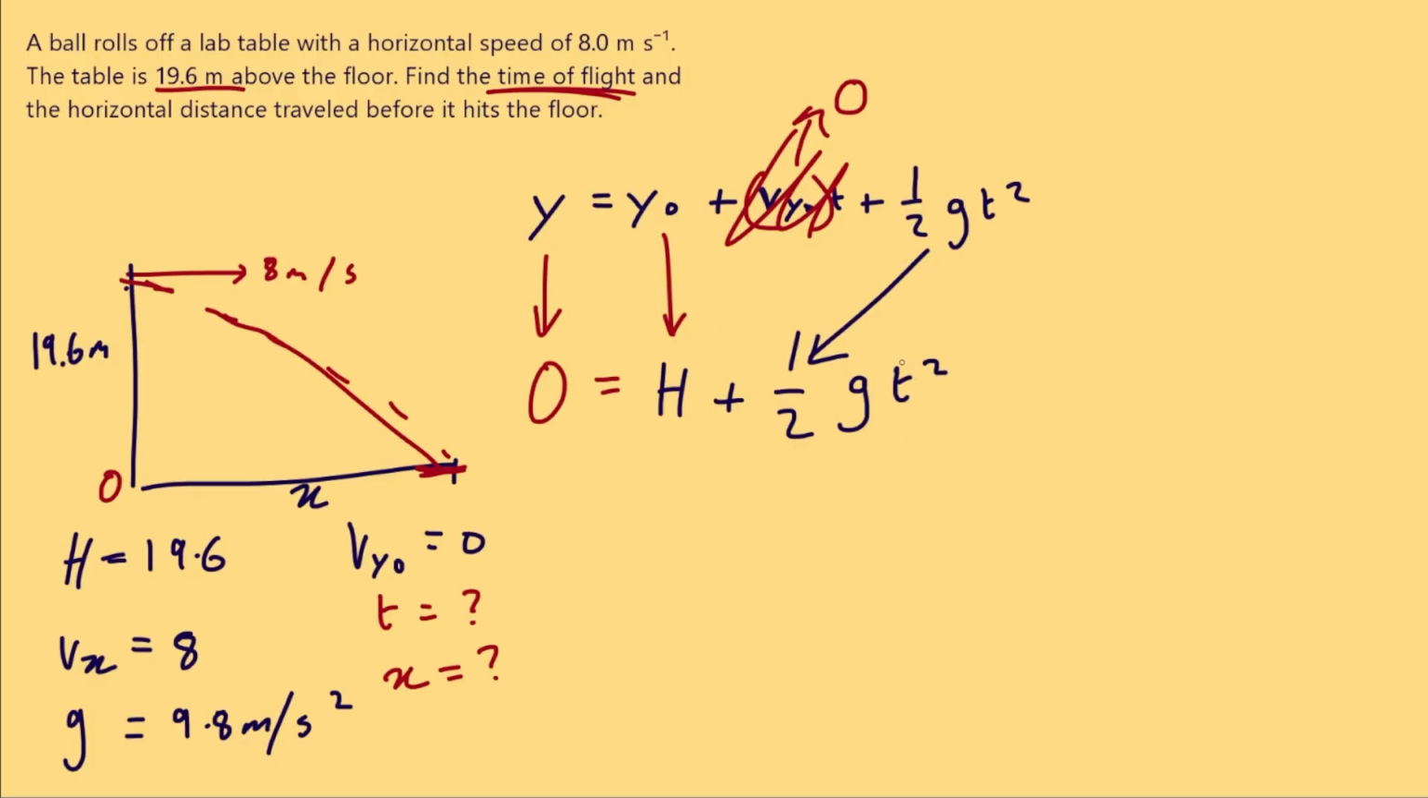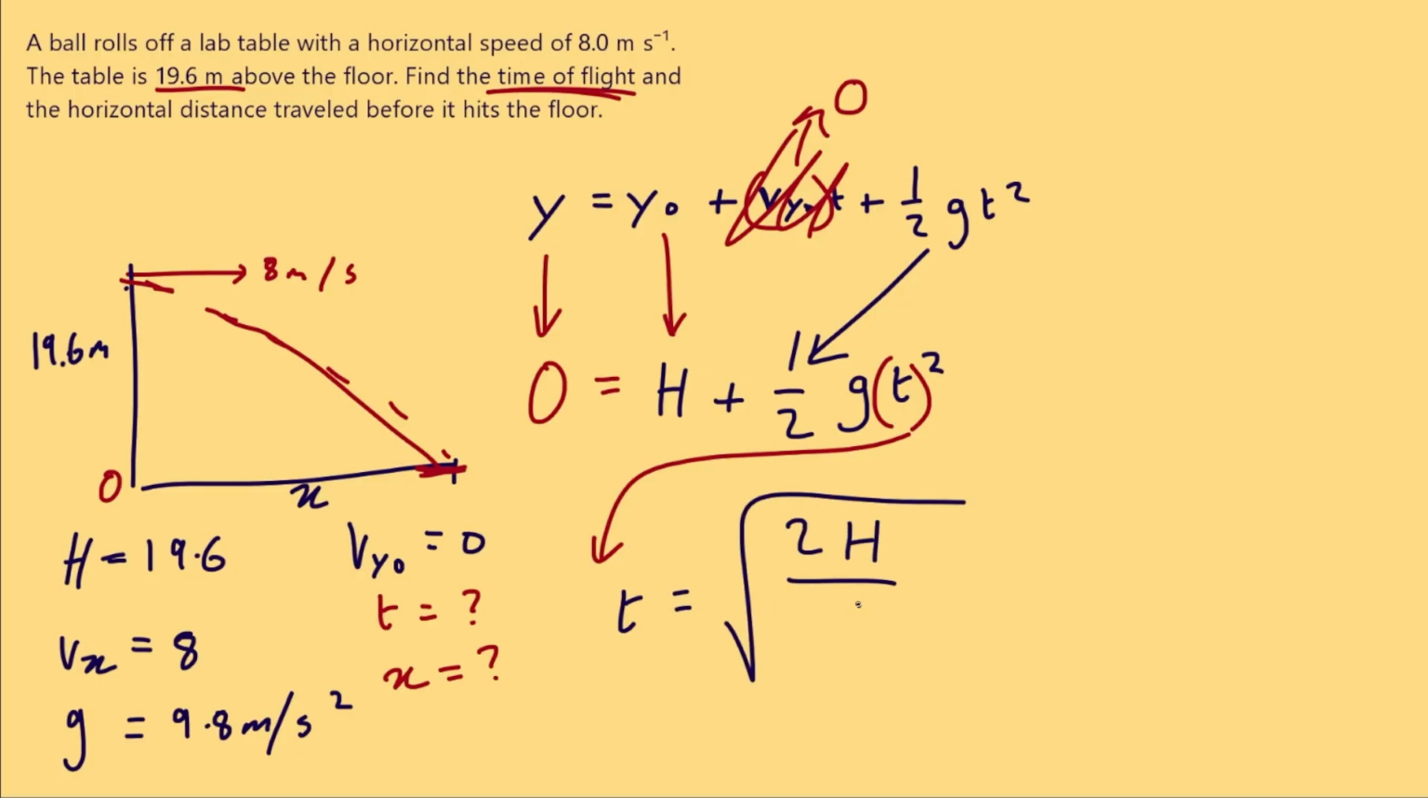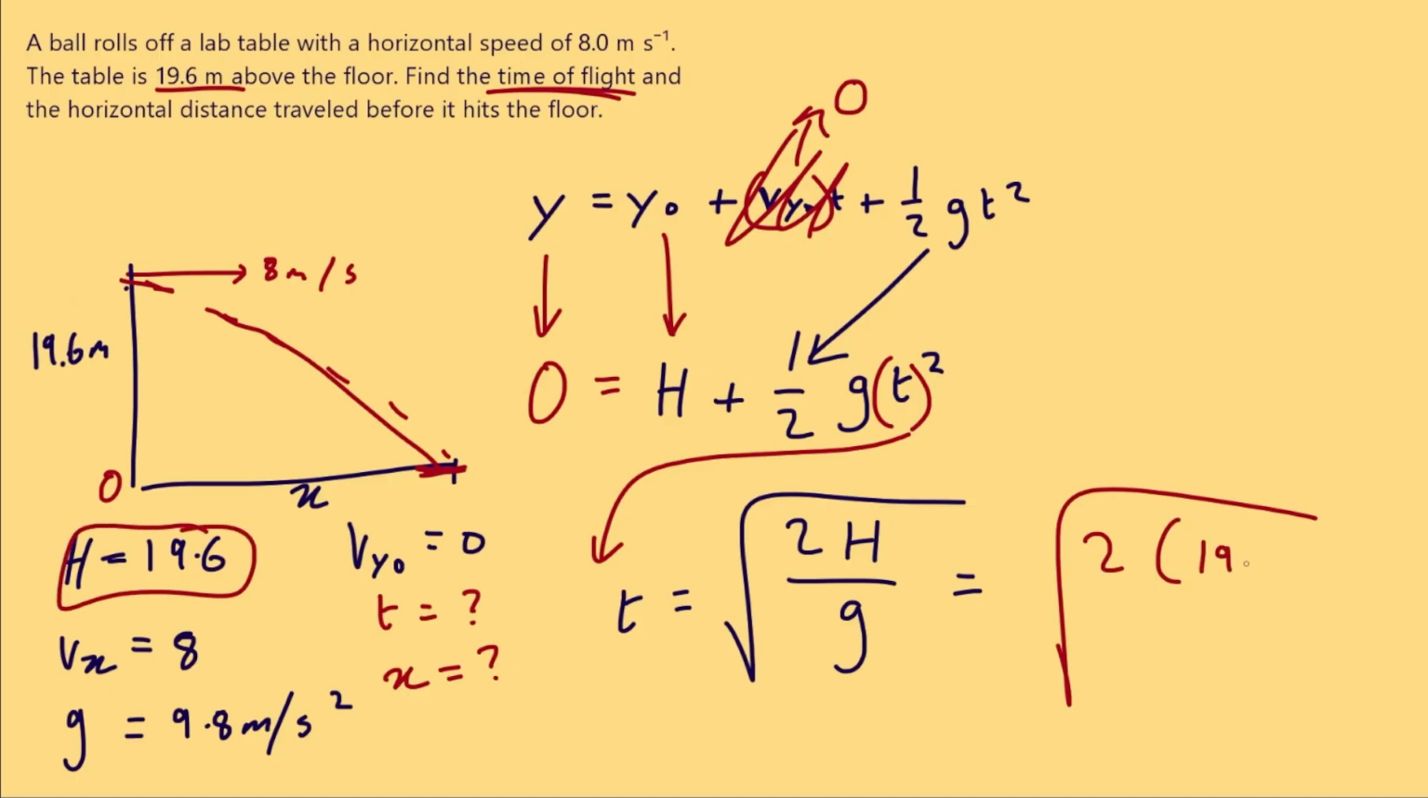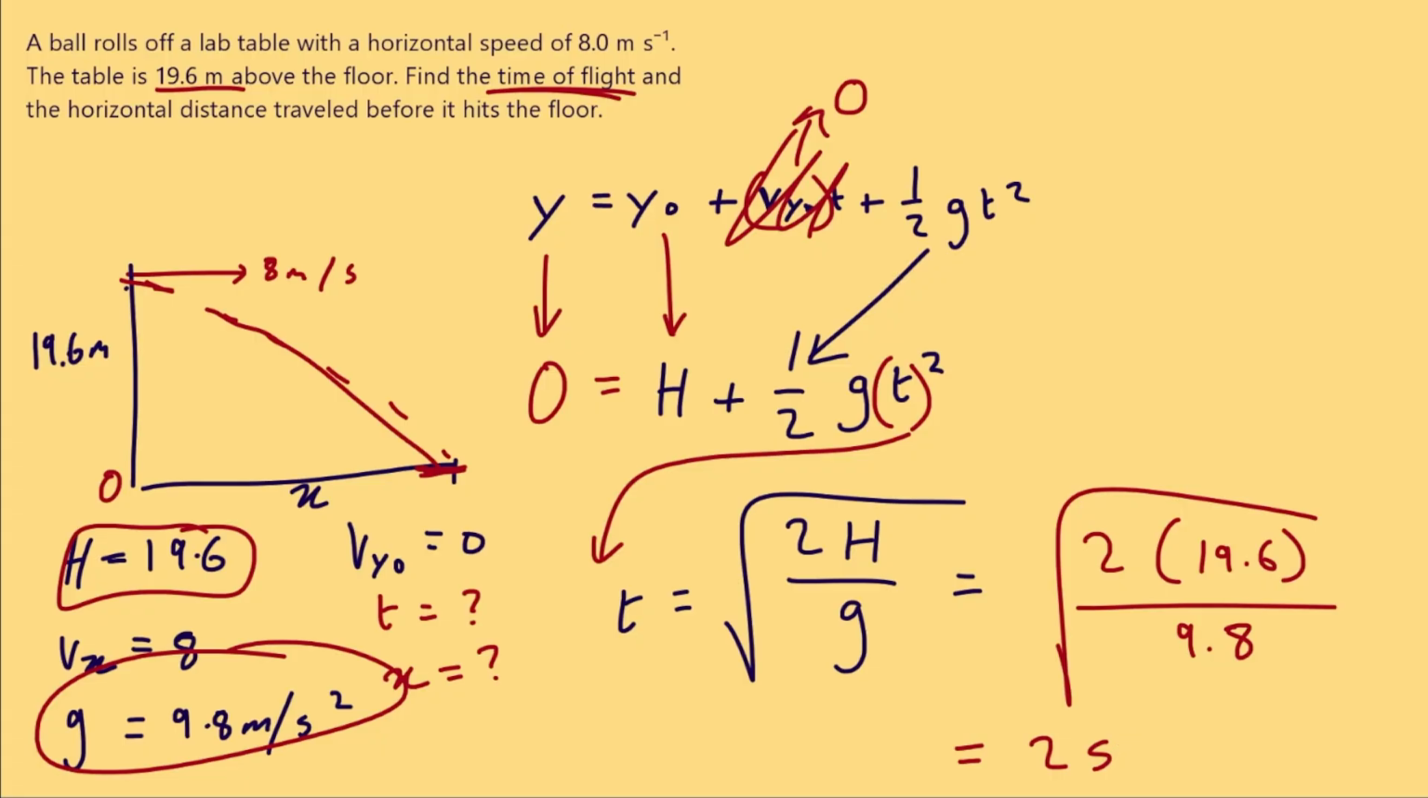Let's rearrange for time. Isolating time, you get this final equation: t equals the square root of 2h over g. Let's plug in our numbers. 2 times h, h is 19.6, the height of the table, divided by g, which is gravity, 9.8. Put this into a calculator, and it's equal to precisely 2 seconds. And that's our answer for t.